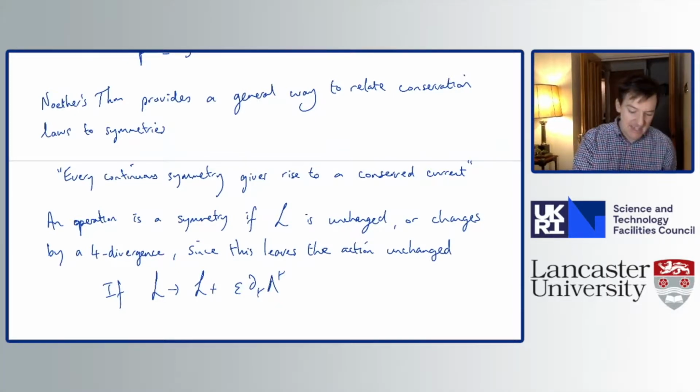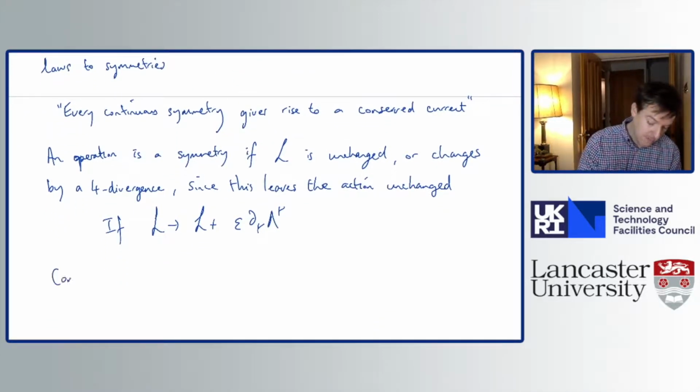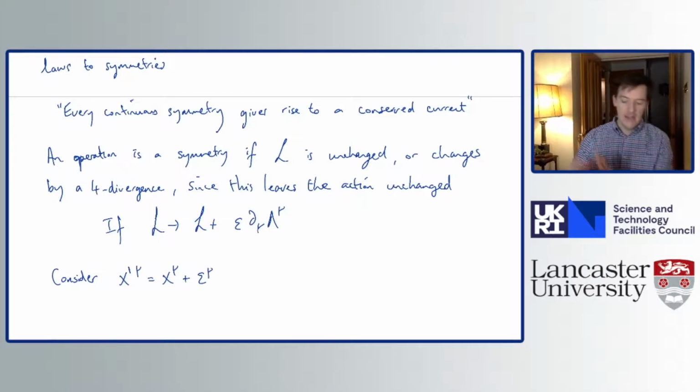So let's look at an example of an operation that does change the Lagrangian by a 4 divergence, and that's going to be space-time translation. So let's consider a transformation x prime, where I'm doing constant translations of my space-time coordinates.